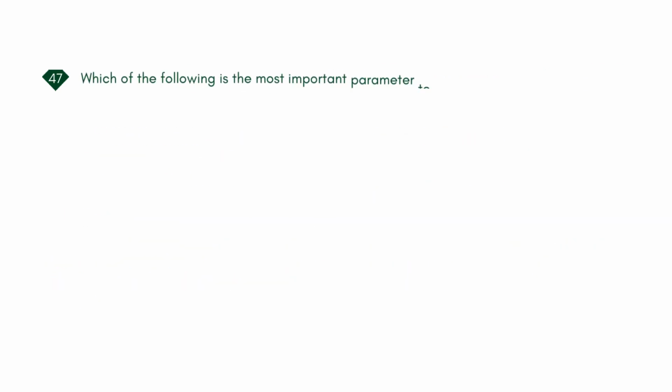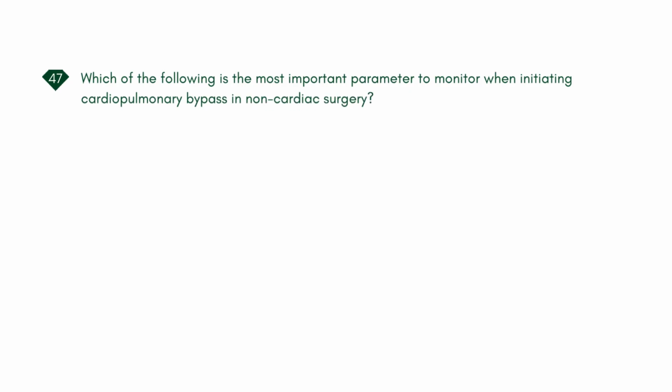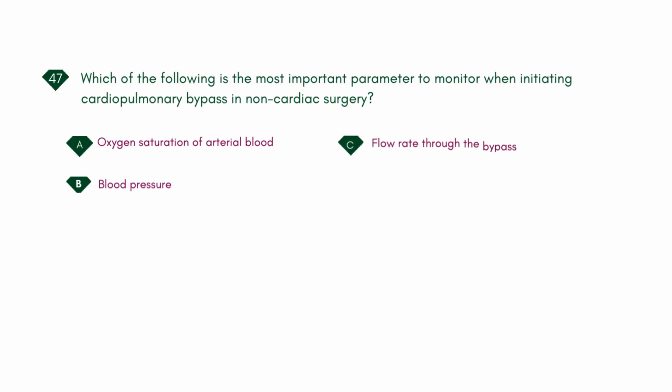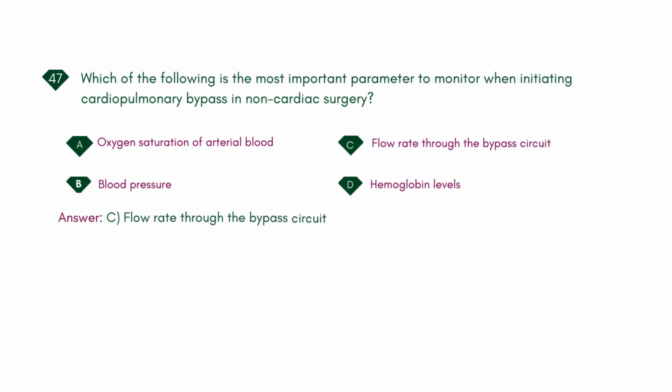Which of the following is the most important parameter to monitor when initiating cardiopulmonary bypass in non-cardiac surgery? A. Oxygen saturation of arterial blood. B. Blood pressure. C. Flow rate through the bypass circuit. D. Hemoglobin levels. Answer: C. Flow rate through the bypass circuit.